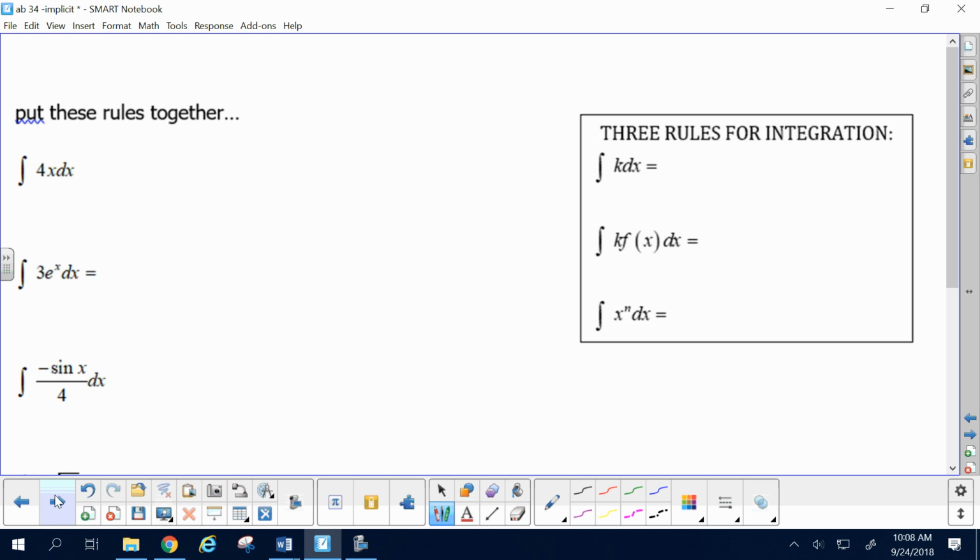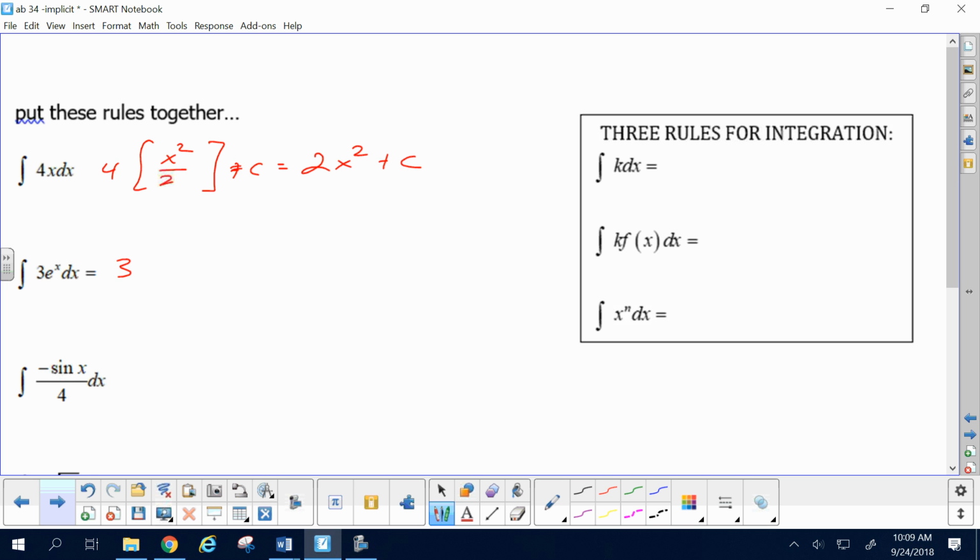Putting those rules together then, what's the antiderivative of 4x? Now, the 4 you could bring out front, and then power rule x dx. What's the antiderivative of x dx? Raise the power by 1, divide by the new. x squared over 2 plus c, and so the final answer could be something like 2x squared plus c, right?